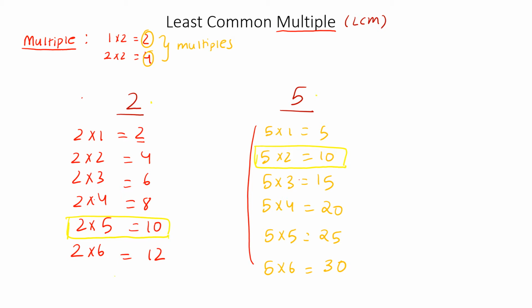Let's try another example. Let's take 6 and 9. Let's make two sides over here, 6 and 9. 6 times 1 is 6, 6 times 2 is 12, 6 times 3 is 18, 6 times 4 is 24, and 6 times 5 is 30.